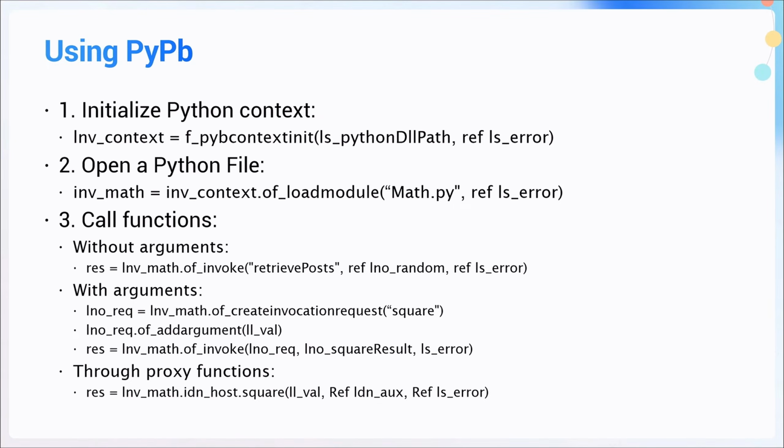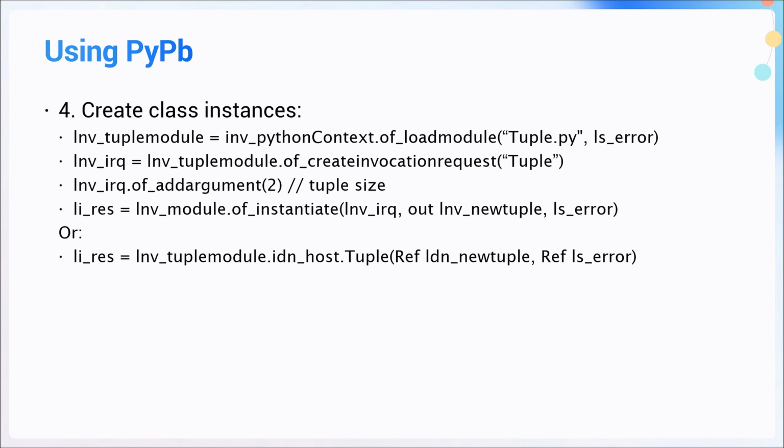Please note that these proxy functions are generated on the .NET object itself, so both the result and the error need to have explicitly indicated the ref keyword. For class instantiation, the same last 2 methods can be used. We can think of it as invoking the class's constructors.